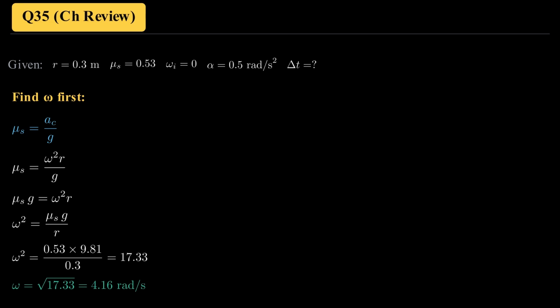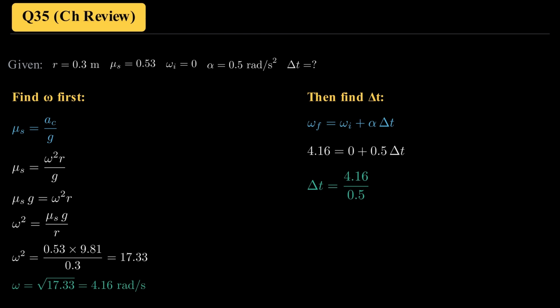Now let's find delta t. How can you find delta t? Now you have to use this equation: omega final is equal to omega initial plus alpha delta t. Omega final is 4.16, which is equal to omega initial, which is 0, plus alpha, which is 0.5, times delta t, unknown. Now we have to do what? We have to divide both sides by 0.5. Delta t is going to be 4.16 divided by 0.5. That is going to be 8.3 seconds.